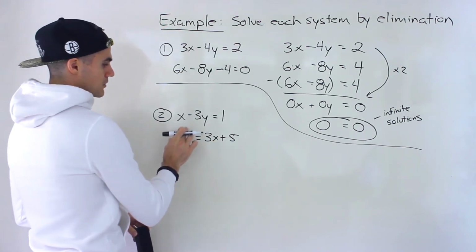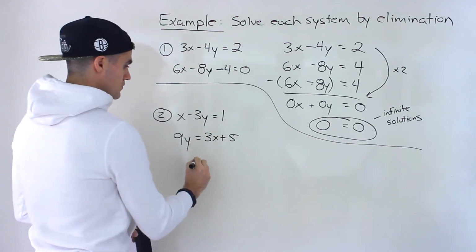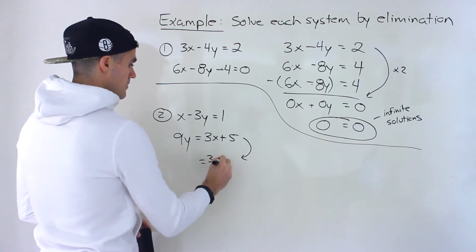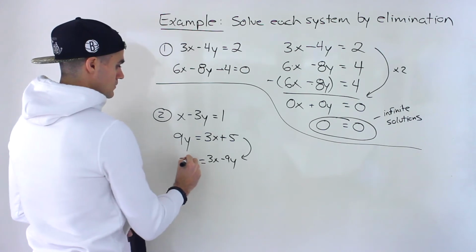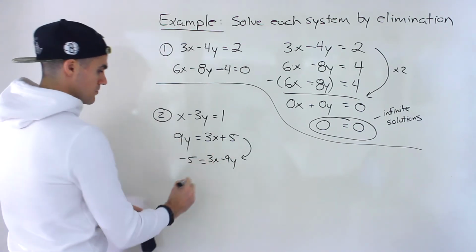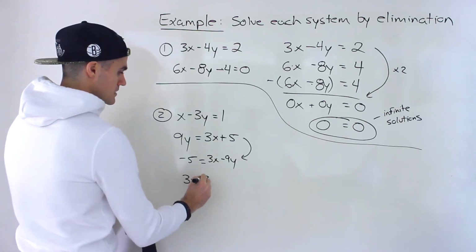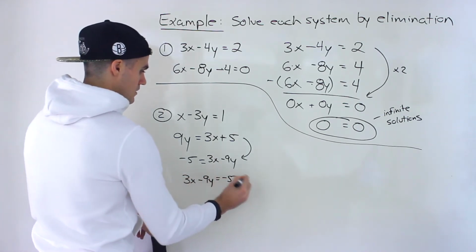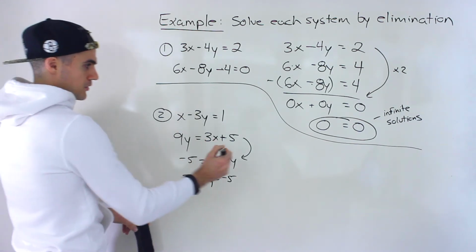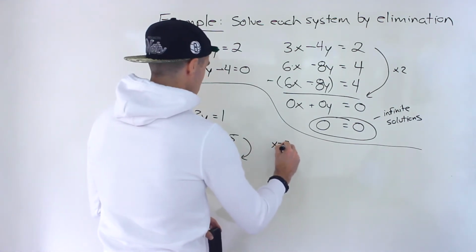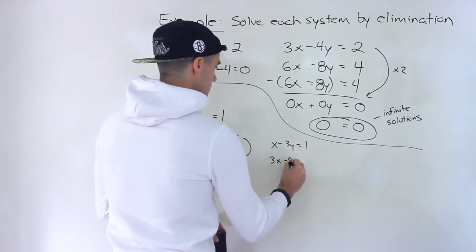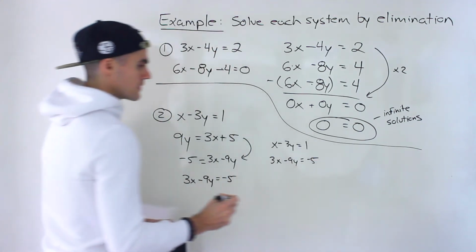What I'm going to do is actually bring the 9y over and then the 5 over. So we're going to rewrite this line here as 3x minus 9y is equal to -5. Okay, so putting these on top of each other, x minus 3y is equal to 1. And then we got 3x minus 9y is equal to -5.